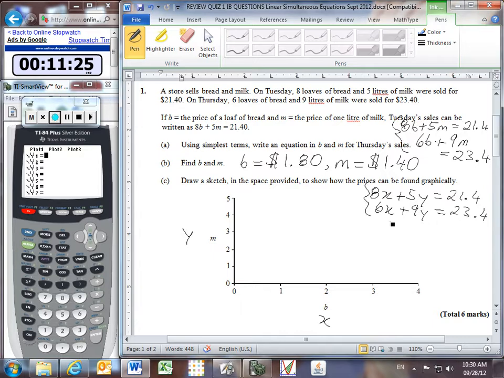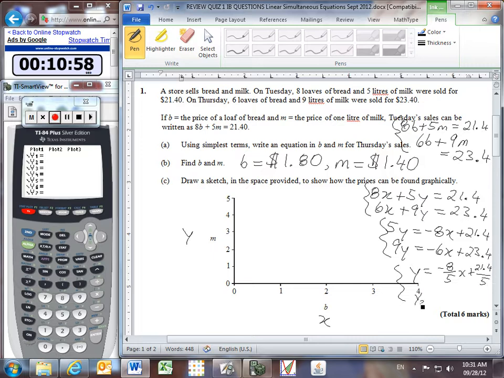Alright, in the first equation, my 5y will be equal to negative 8x as I bring the 8x across to the right, plus 21.4. And in the second equation, it's 9y is equal to negative 6x after I bring it across, plus 23.4. And lastly then, if I'm going to get y alone, that means I'm going to have negative 8 over 5 if I divide both sides by 5, and of course the 21.4 is also being divided by 5. In the second equation, let's call it y2, I've got negative 6 over 9, and I've got 23.4 over 9.